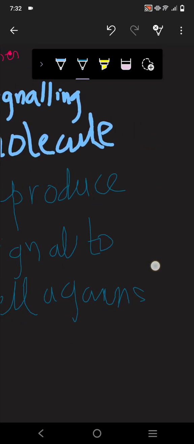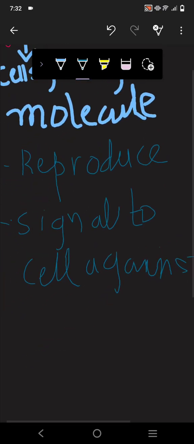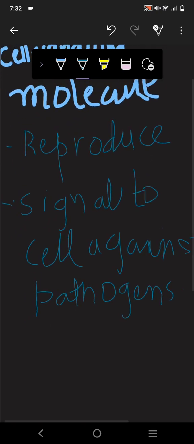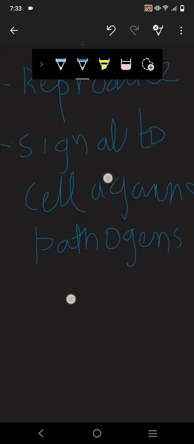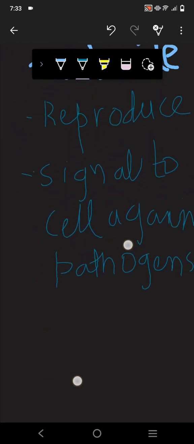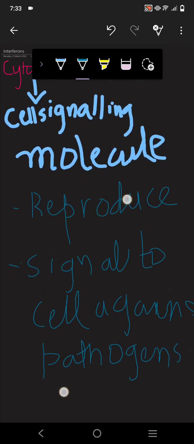Against pathogens, we will be discussing that with an example. Okay, so if I tell you the function, the first function of it is that it protects us from the pathogens.